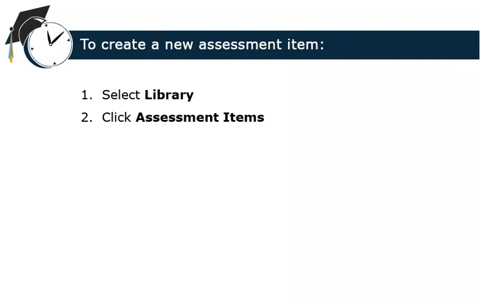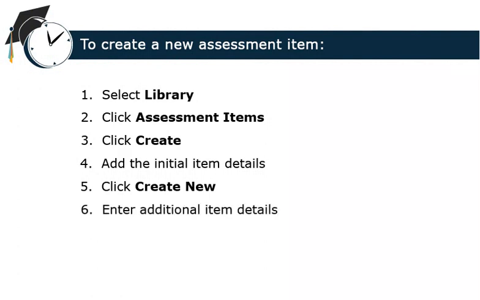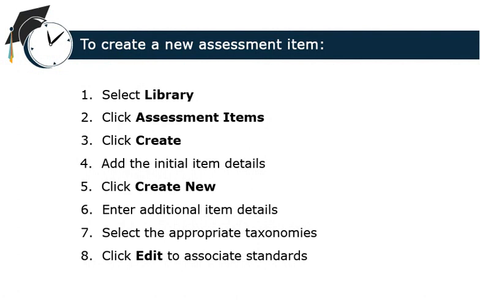Remember, to create a new assessment item in Unified Classroom, first select Library. Click Assessment Items, and then click Create. Next, name the item, select a Content Bank option, set the grade level, and select a subject. In the Questions and Features section, click Create New. Enter the question information, add the taxonomy levels, and add at least one standard. Then click Save. Click Save once more to save the new assessment item.